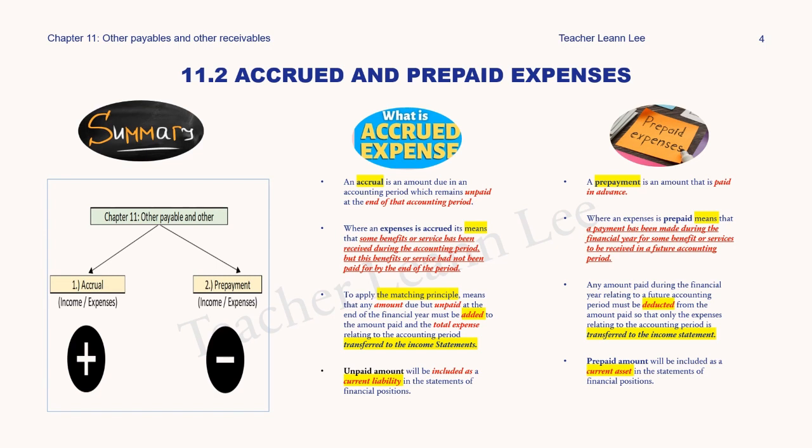Okay, so what is accrual in expenses? Accrual is the amount that I have unpaid at the end of the accounting period. An expenses accrual means some of the benefit or service has been received during the accounting period, but this benefit or service had not been paid for by the end of the period. And we also need to apply the matching principle. Any amounts that are due but unpaid, I need to add back to my total expenses calculation, and then later transfer to the income statement. Those unpaid amounts will later show under current liabilities in your SOFP.